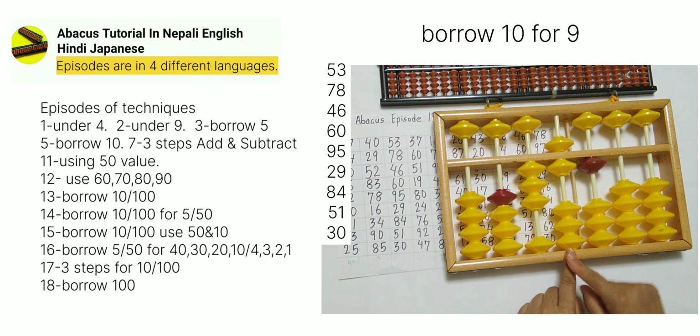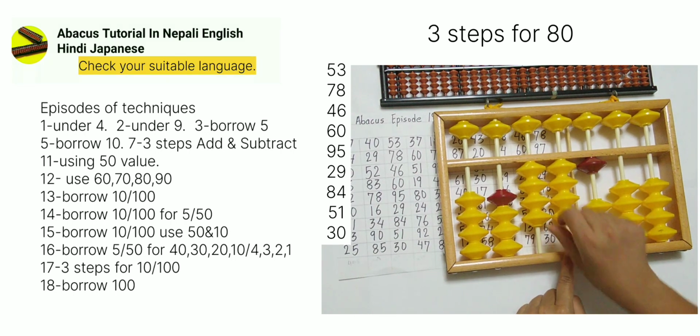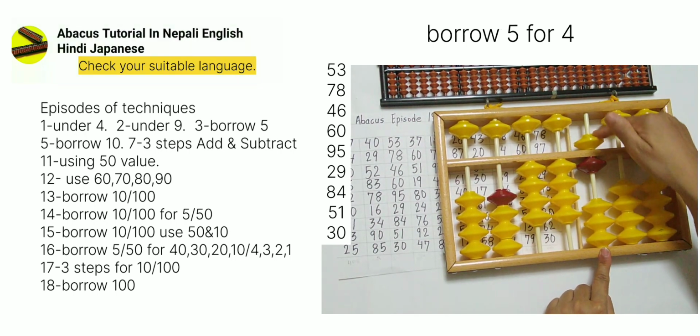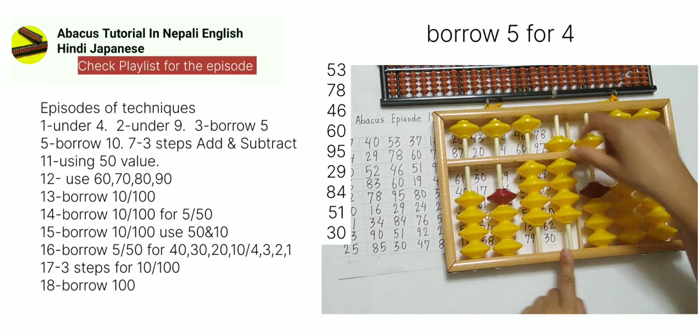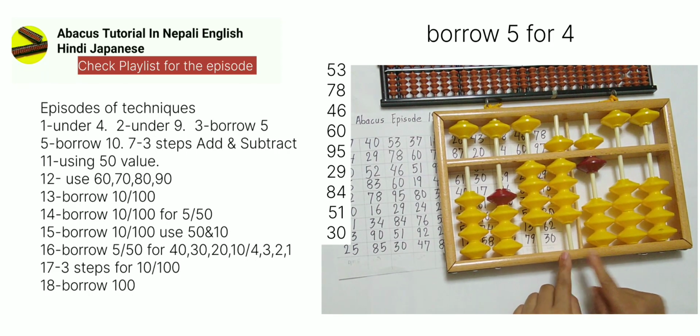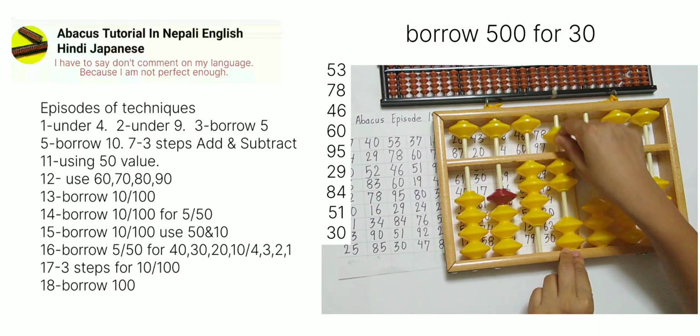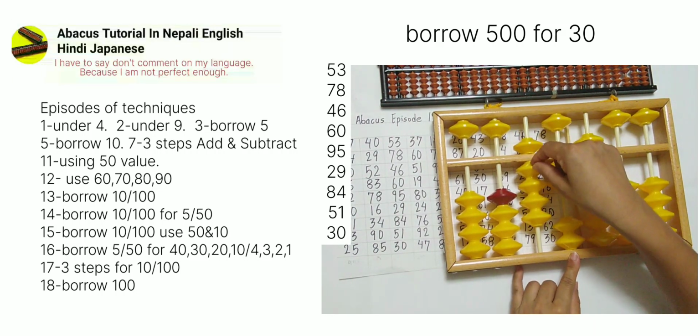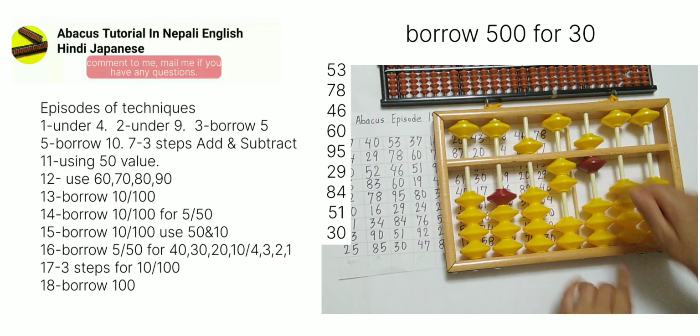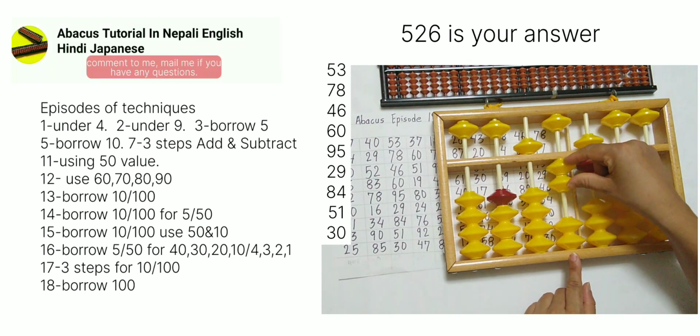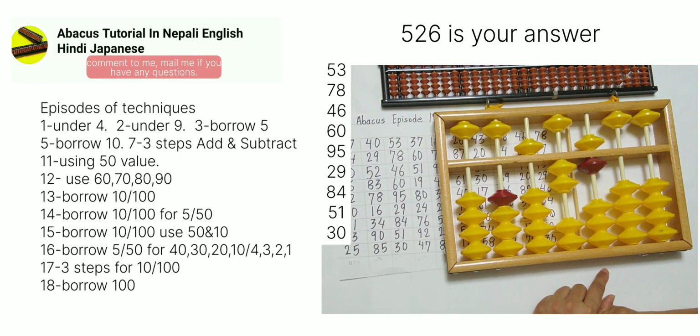84. For 80, apply 3-step addition here, and for 4, borrow this 5. 5, 151 and 3, 0, 30. For 3, you have to reduce 70, borrow this 500, reduce this 400 and 0. And your answer is 5, 2 and 6.